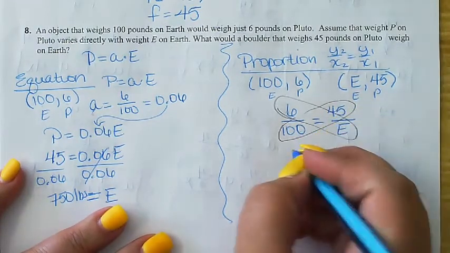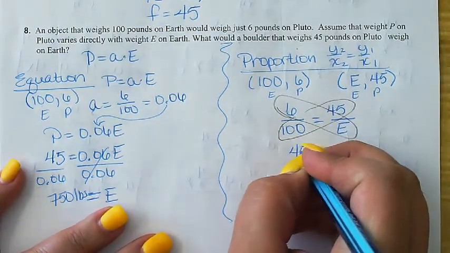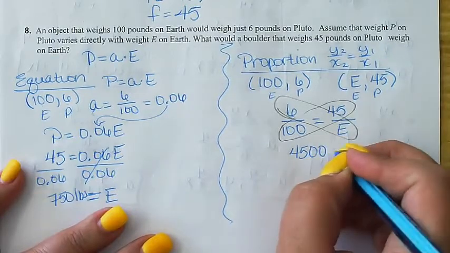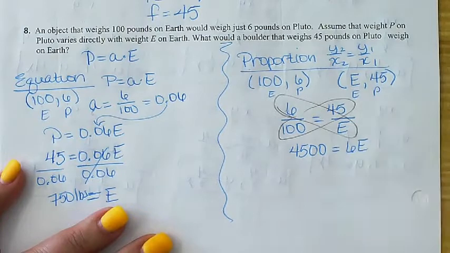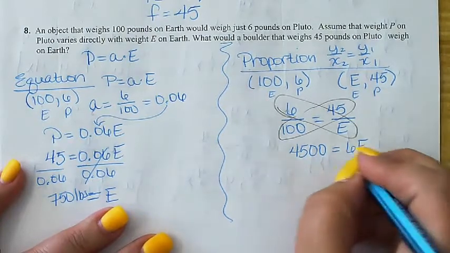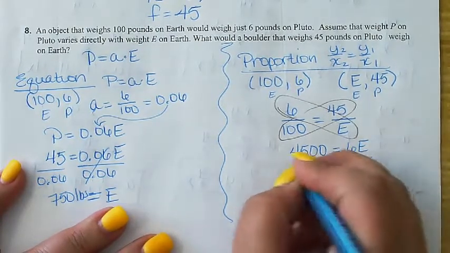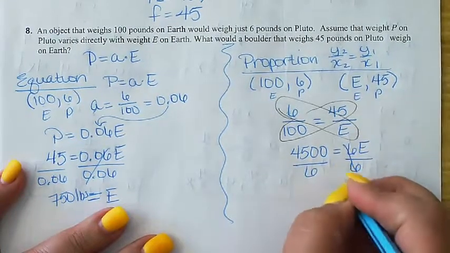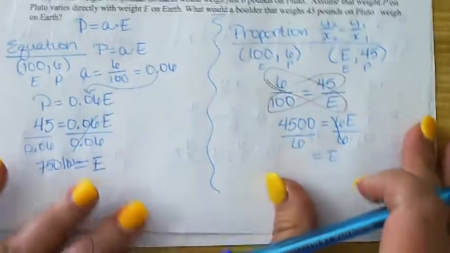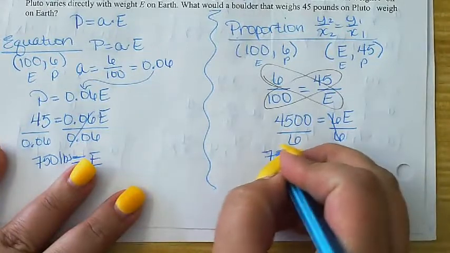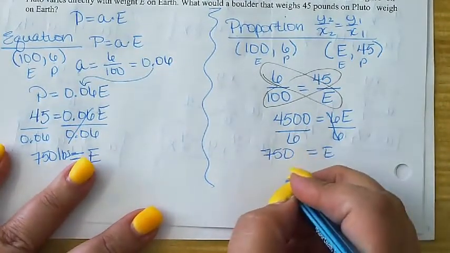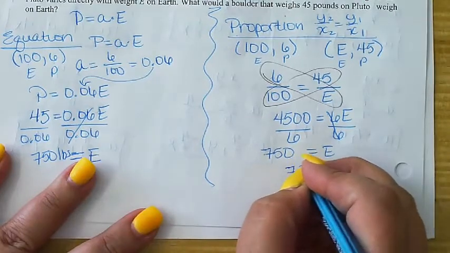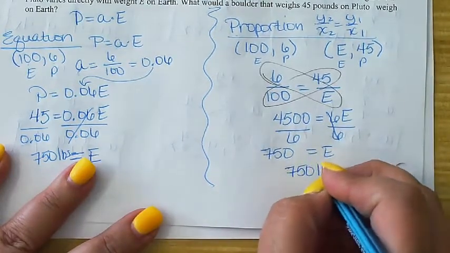So we're going to do 100 times 45 is 4,500, and 6 times e is just 6e, and there's our equation. Then to solve for the weight on Earth, we just divide by 6. Boom. Guess what this is going to be when we divide by 6? It's going to be 750. So still, the weight on Earth would be 750 pounds.